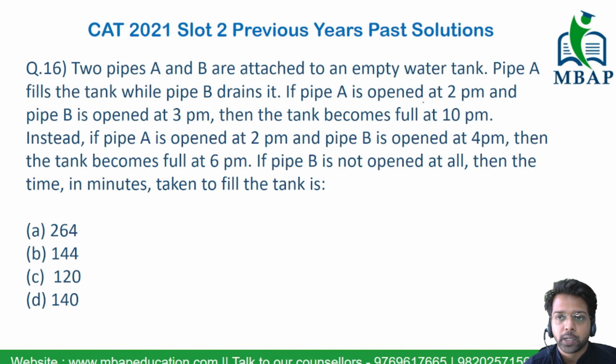If pipe A is opened at 2 p.m. and pipe B is opened at 3 p.m., then the tank becomes full at 10 p.m. Instead, if pipe A is opened at 2 p.m. and pipe B is opened at 4 p.m., then the tank gets filled by 6 p.m. If pipe B is not open at all, then the time in minutes taken by pipe A to fill the tank is how much, is the question.